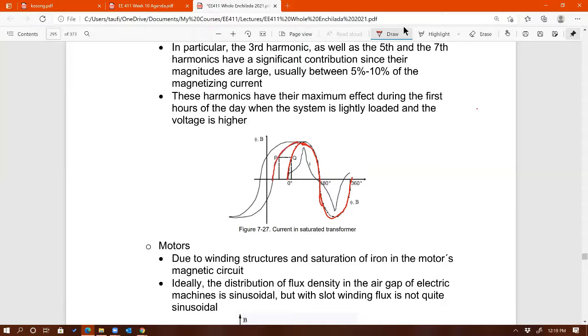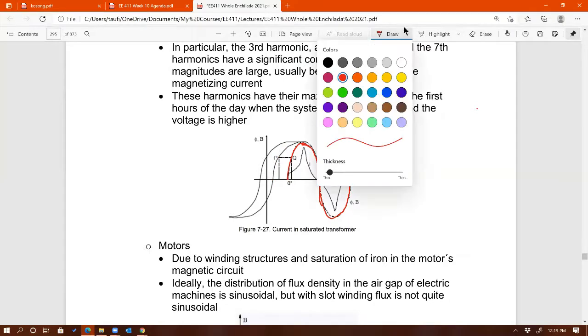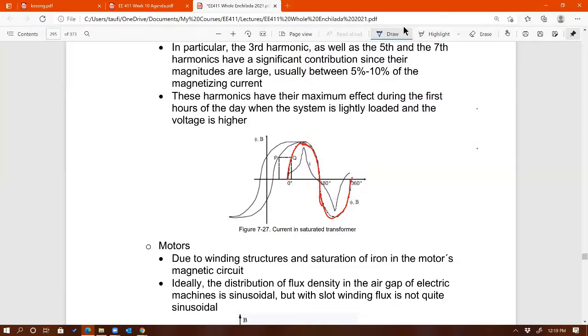See that? Because of that, the current that will be drawn by this transformer, if you impose a voltage that forces the transformer to operate in the nonlinear region, will be non-sinusoidal, something like this, rich in harmonics, especially triplen harmonics.